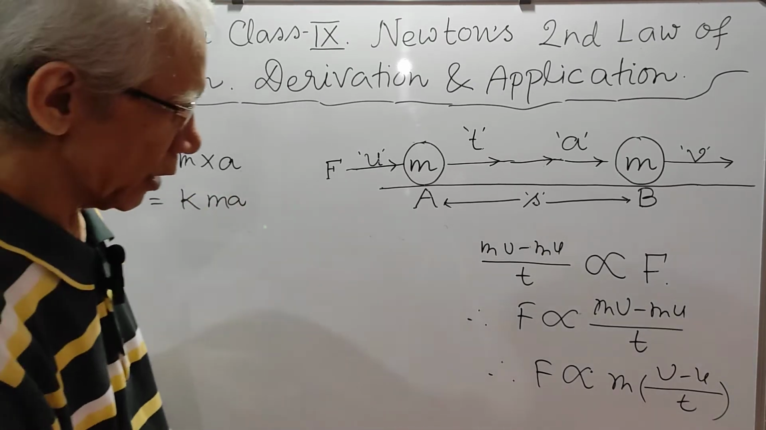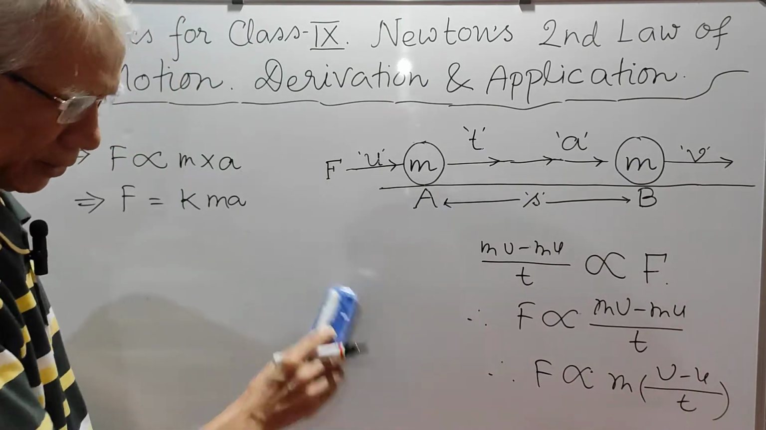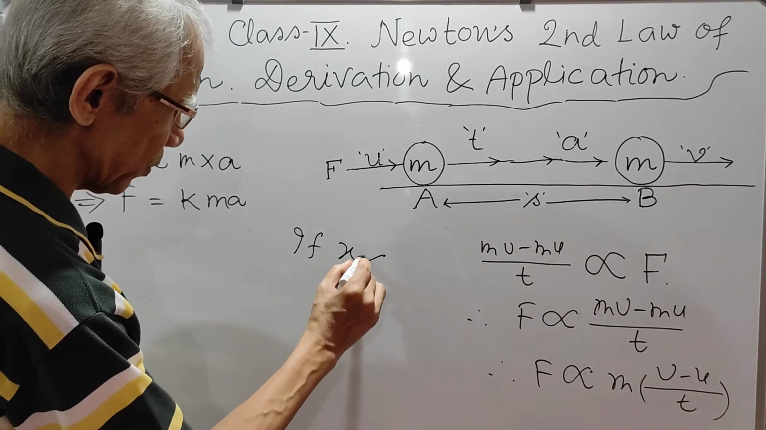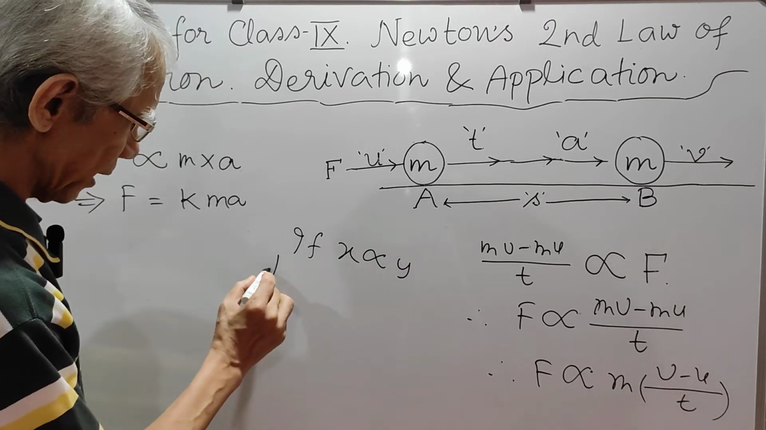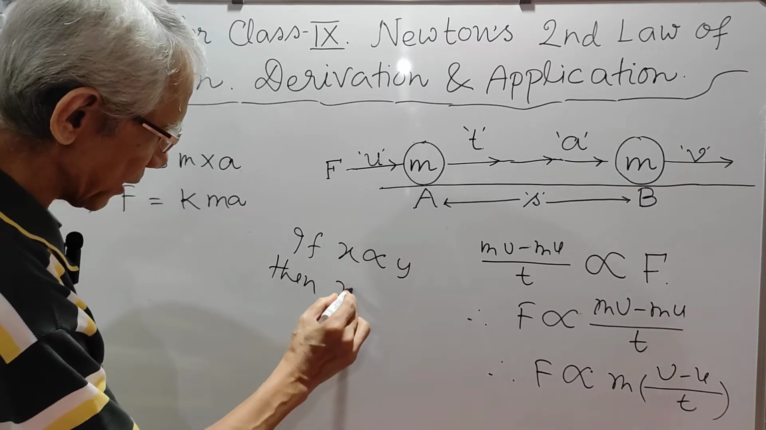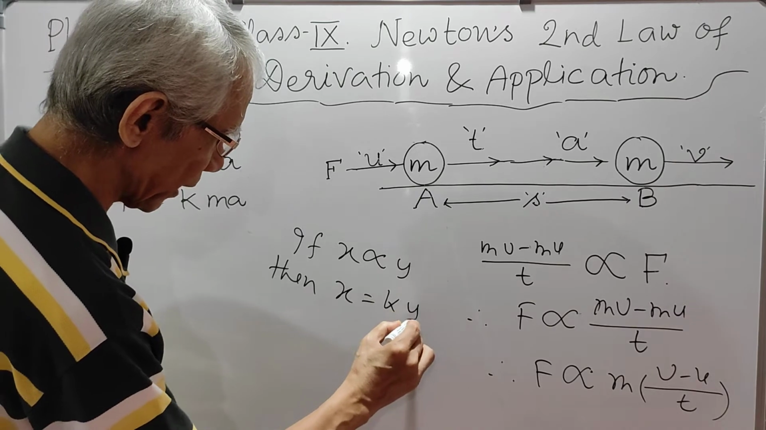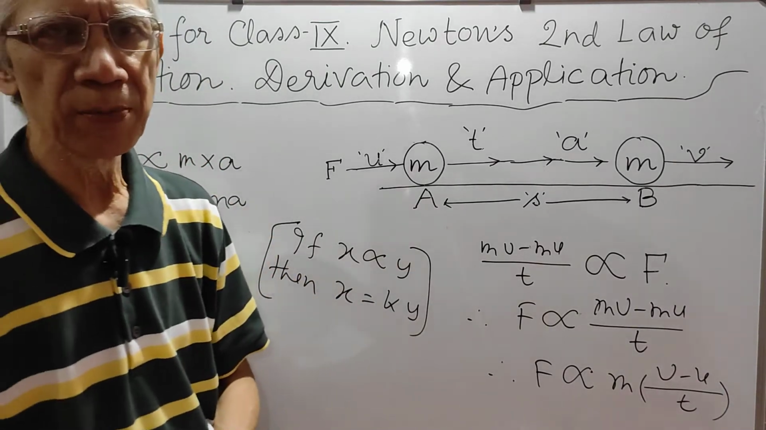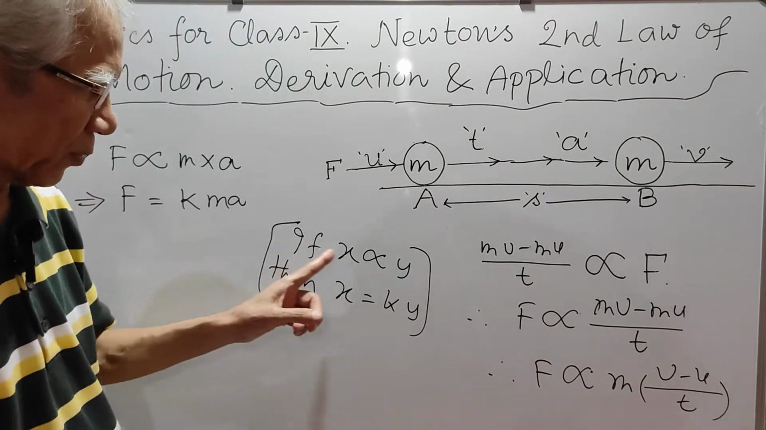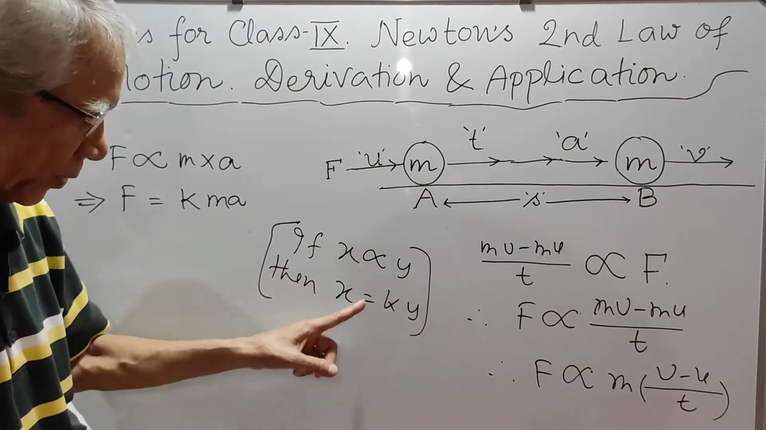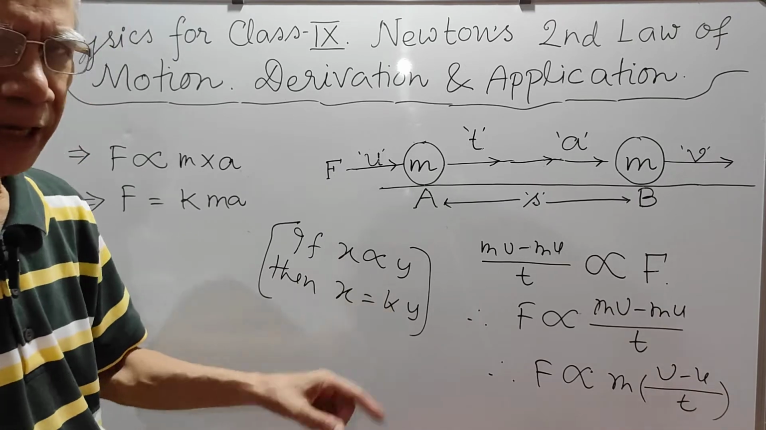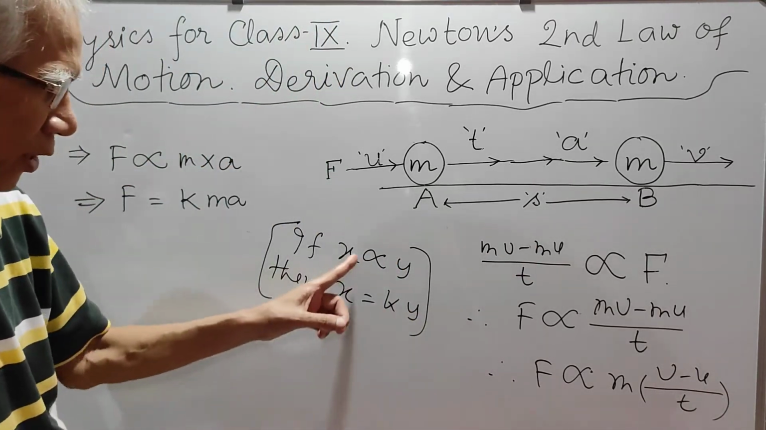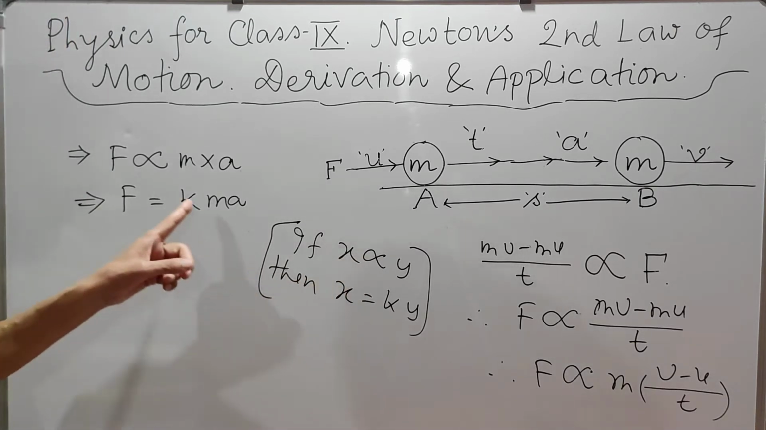Now again we are using another law of variation, another law of proportionality. That law says if X is proportional to Y, then X equals k into Y. If X is proportional to Y, then X must be equal to k into Y. What is k? k is a constant, a number. So using this law of variation, we get this one.